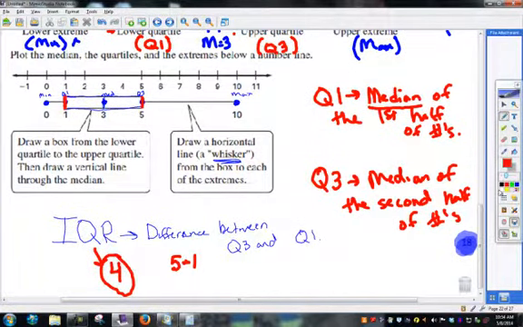Okay? Now the idea here with the box and whisker plot, the whole point of it, is this. I'll do it in green. When you break it up like this, it looks like this. From minimum to Q1, that's 25% of your data. From Q1 to median, that's 25% of your data. From median to Q3, that's 25% of your data. And then from Q3 to max, that's 25% of your data. That's what a box and whisker plot's all about.